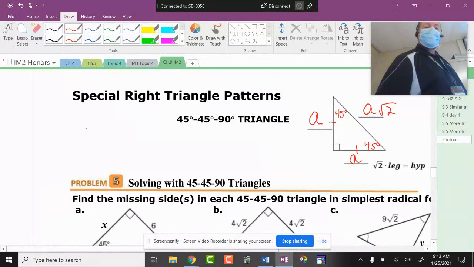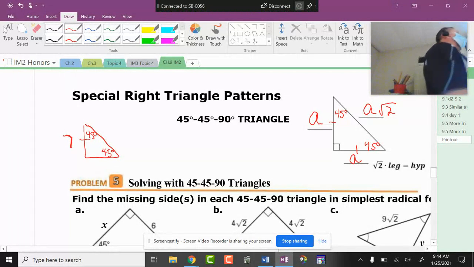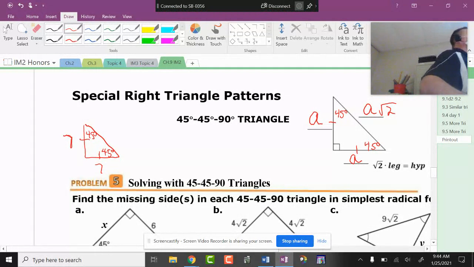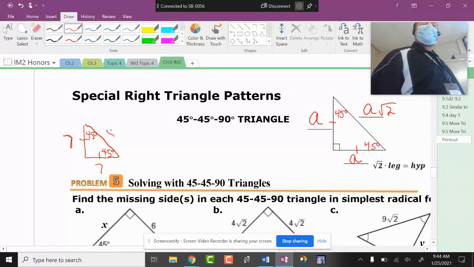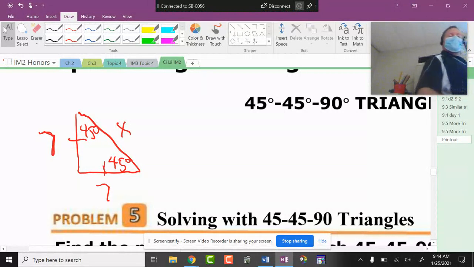I can prove this. I can put a 45-45-90 over here and then pick an actual number. Last hour, I randomly picked 7. I just said, you know what, let's say that side is 7 inches. I don't care. Well, then that means this has to be 7 inches because these are isosceles. Those two sides have to be equal. Now let's call this X and find it. This is the proof of the relationship that I just came up with over here.